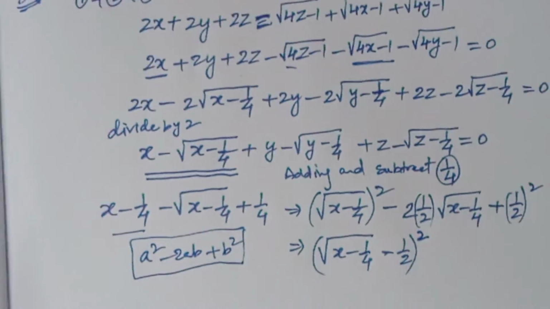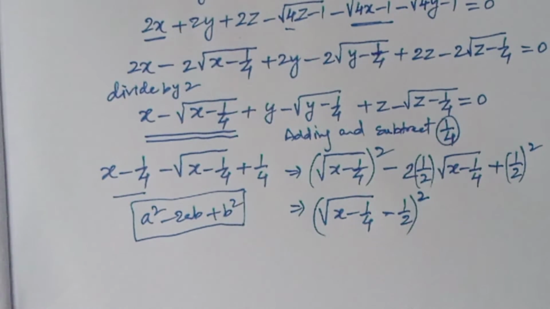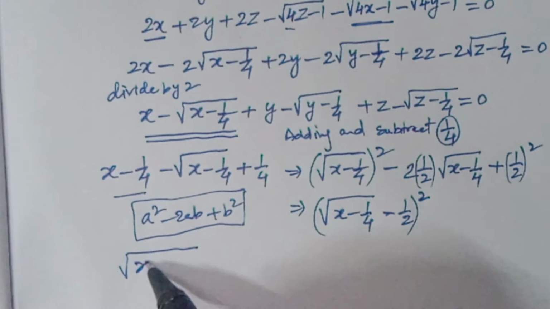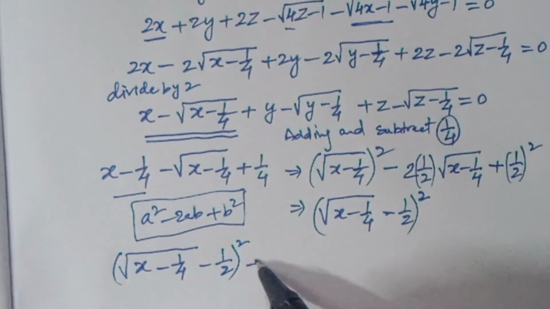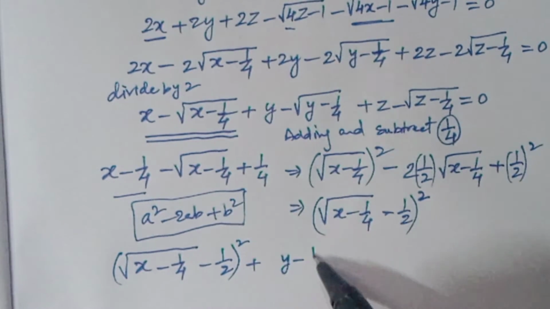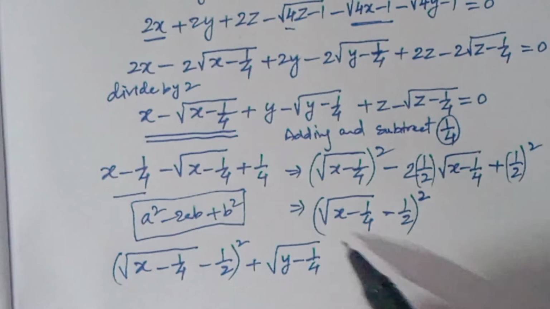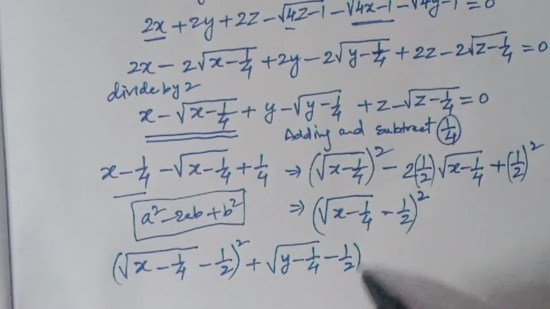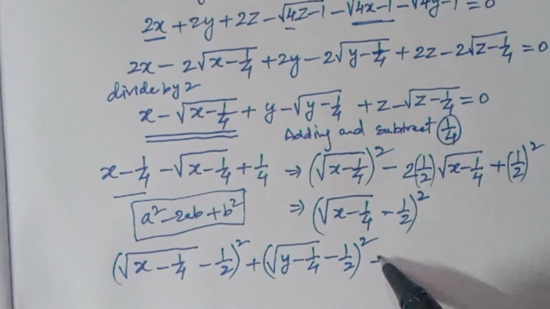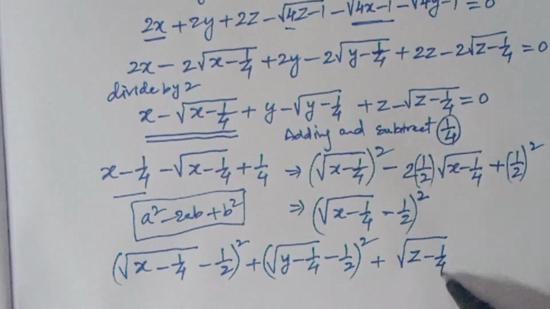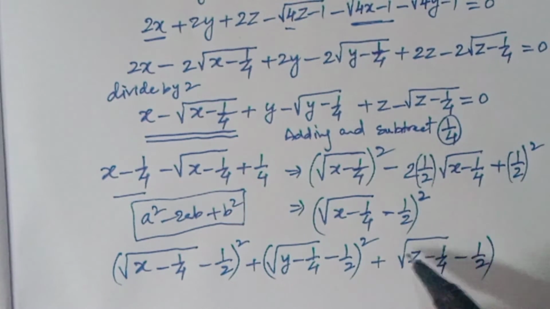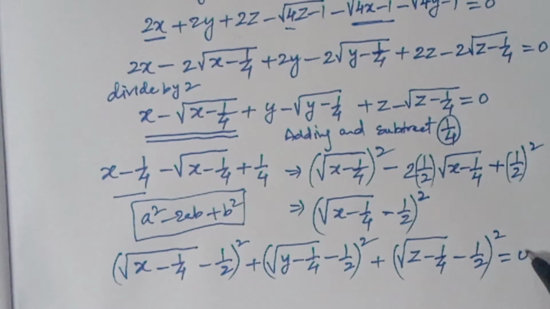Similarly the remaining ones you can also write. The first one: root of x minus 1 by 4 minus 1 by 2 whole square. Second one: square root of y minus 1 by 4 minus 1 by 2 whole square. Third one: root of z minus 1 by 4 minus 1 by 2 whole square is equal to 0.